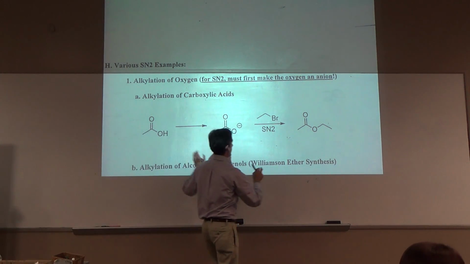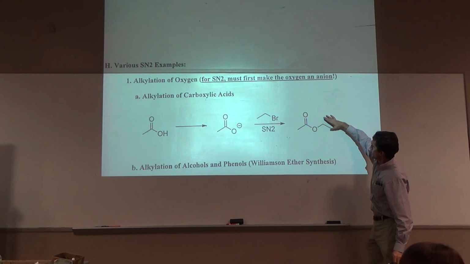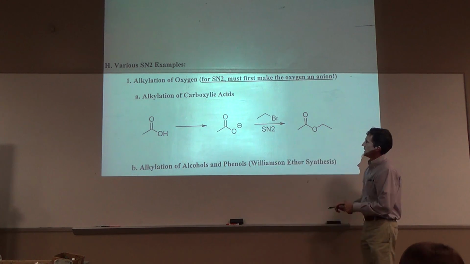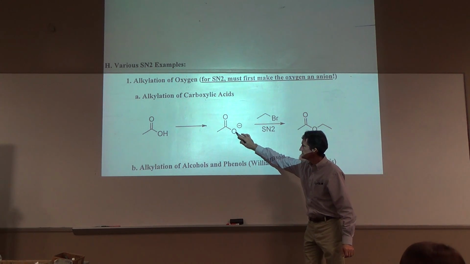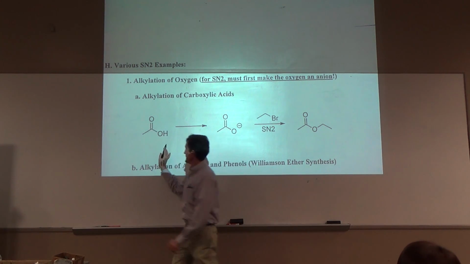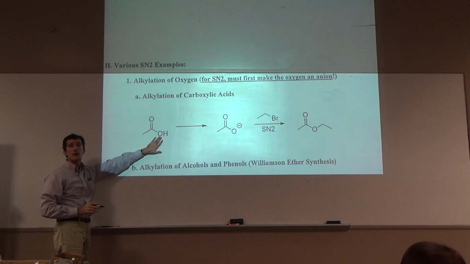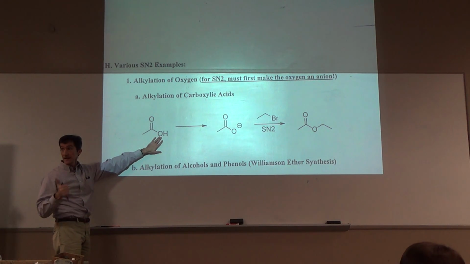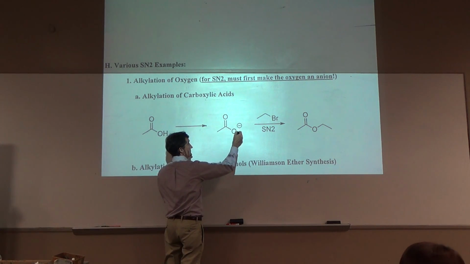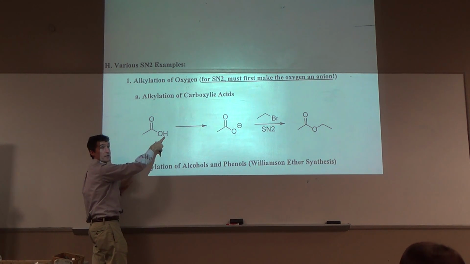Let's see, we've got the O. We need to put on a 2-carbon. The O can be our nucleophile. Is this a good nucleophile? No. Not for SN2. How can we make this a better nucleophile? Turn it into the anion form. Can we turn this into the anion form? Sure, that's called deprotonation. Remove the proton.